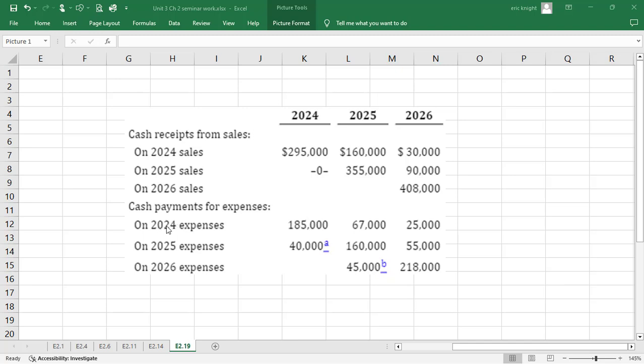All right, we have expenses. These are 2024 expenses, but some were paid in 2024, some were paid in 2025, some were paid in 2026, and on for the other 2 years. All they want to do is create the cash basis versus the accrual basis. So how does that work?